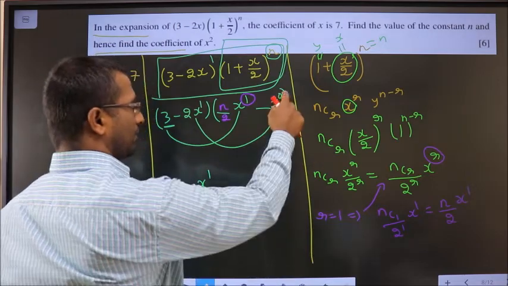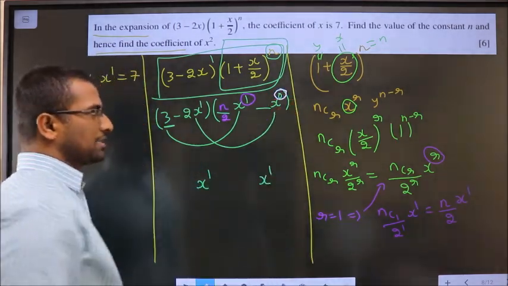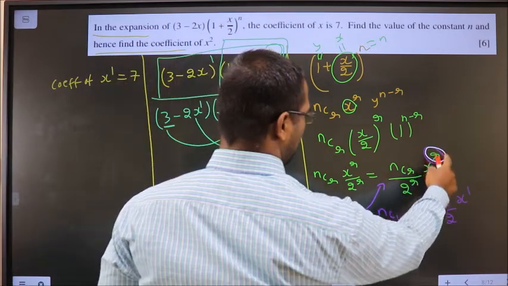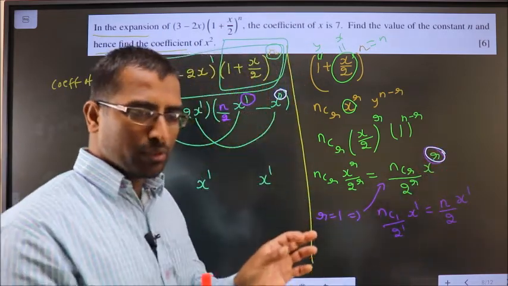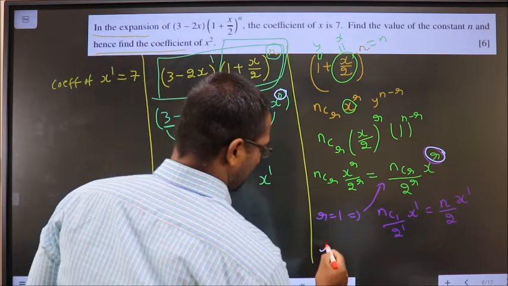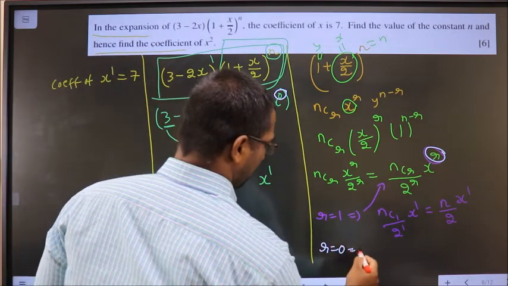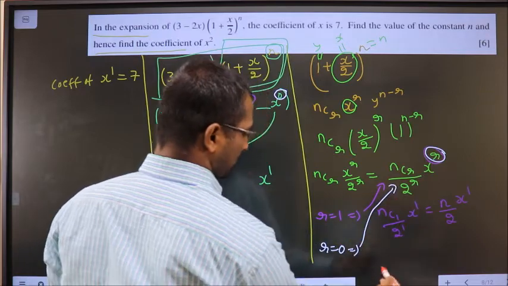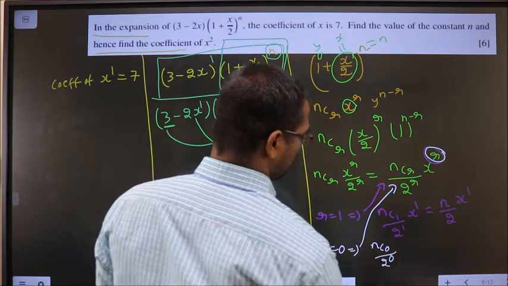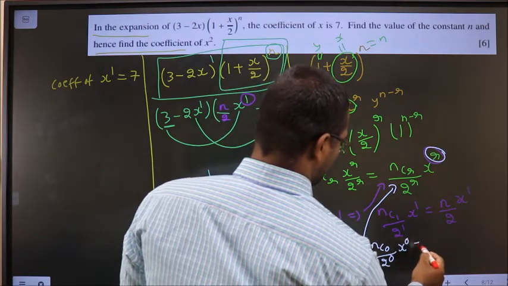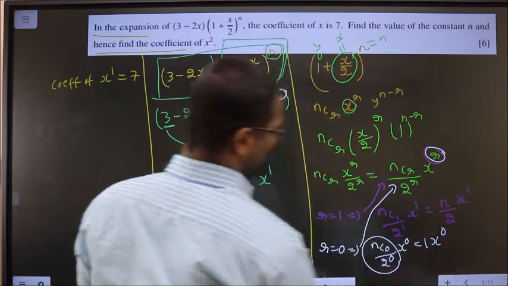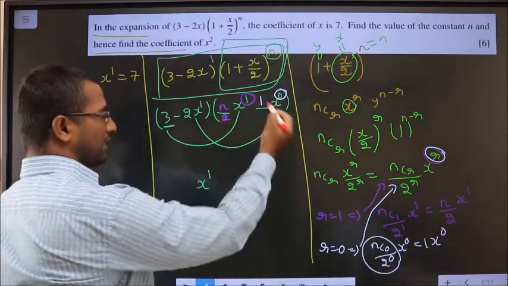Okay, now to get the coefficient of x power 0, here it is x power 0 and here it is x power r. Equate both the powers of x to get the value of r. So r equal to 0. Replace r equal to 0 in this. So that will be nC0 by 2 power 0 x power 0. This entire thing is 1. So the coefficient of x power 0 is 1.